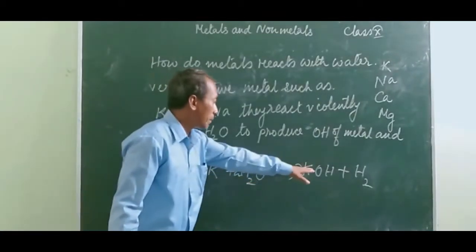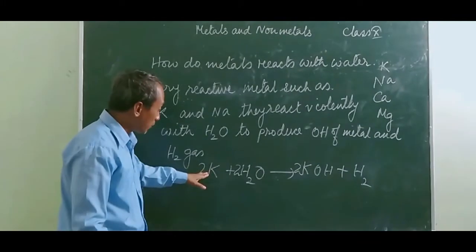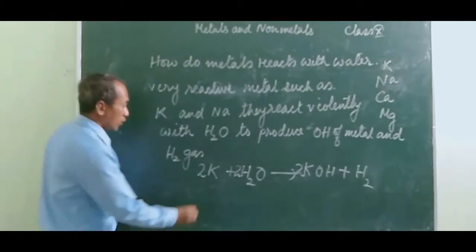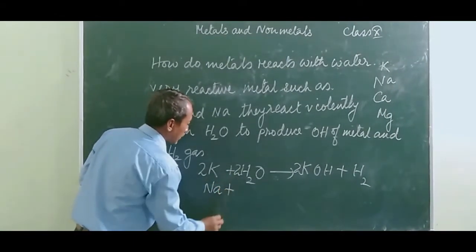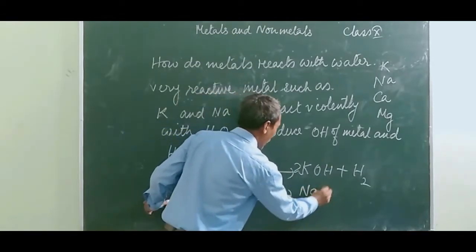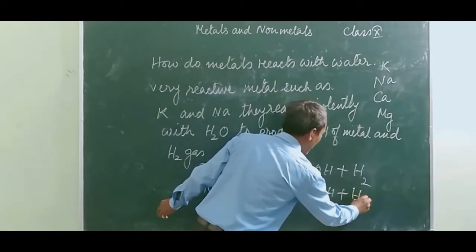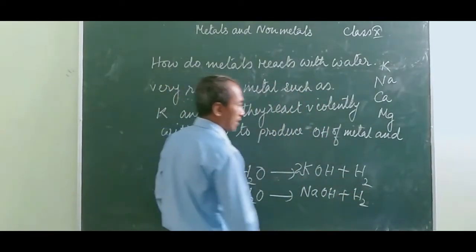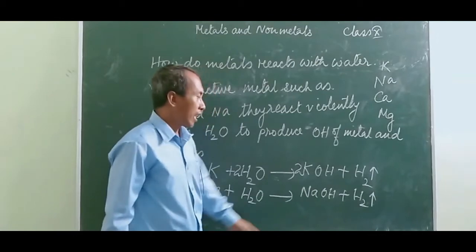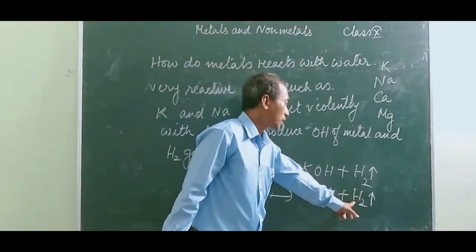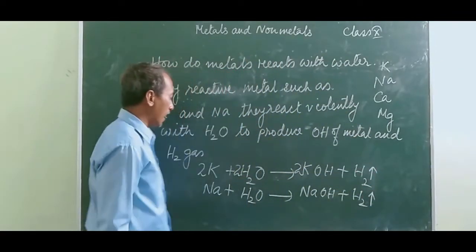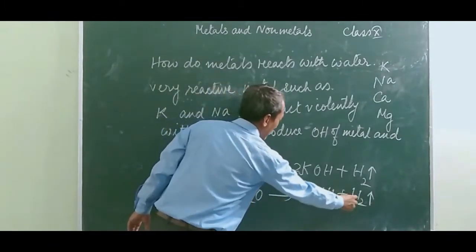So this is how metal reacts with water. This is a very reactive metal, it reacts with water to produce hydroxides of the metal. Now sodium reacts with water to produce sodium hydroxide plus hydrogen gas. When you represent hydrogen gas, you put an arrow mark upward. The reason is hydrogen is a very light gas, it always tries to go upward. So this arrow mark represents that hydrogen is the light gas. So here sodium hydroxide plus hydrogen gas.